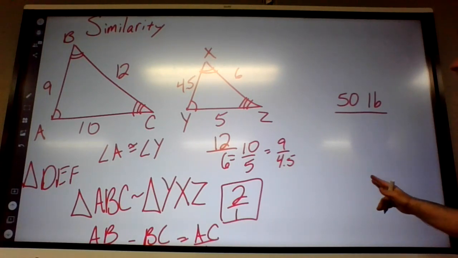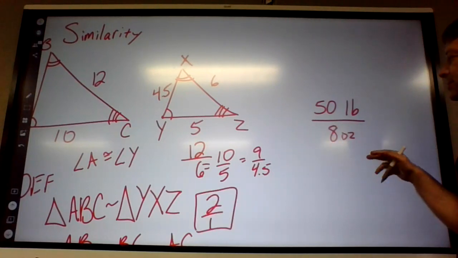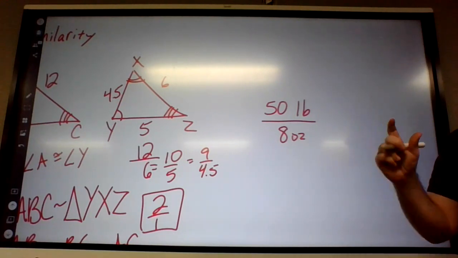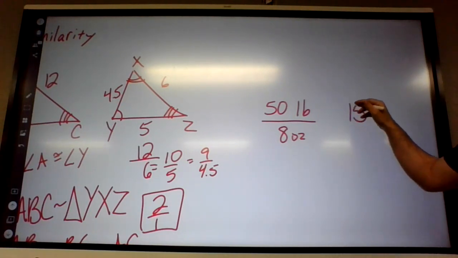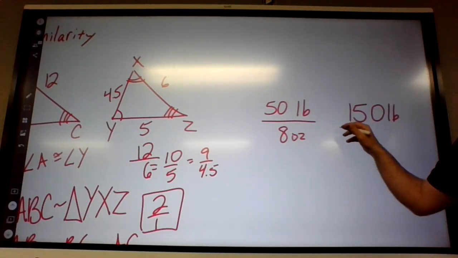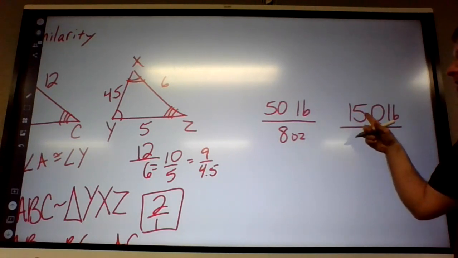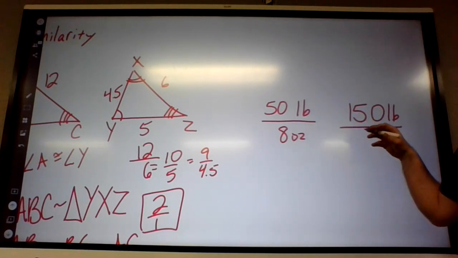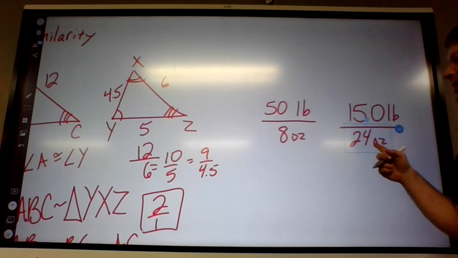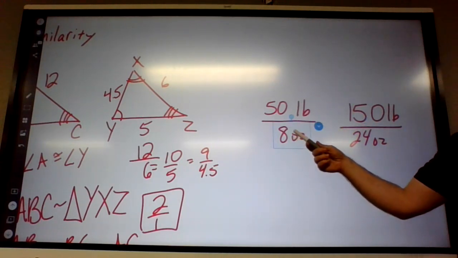A 50-pound second grader, whatever, eats like 8 ounces of food for lunch. Okay, if we want it to be proportional to the size of the kid, then how much should a 150-pound kid eat? 24 ounces, which is actually a ton of food. So this wouldn't work exactly, but maybe 8 ounces is too much for a second grader.